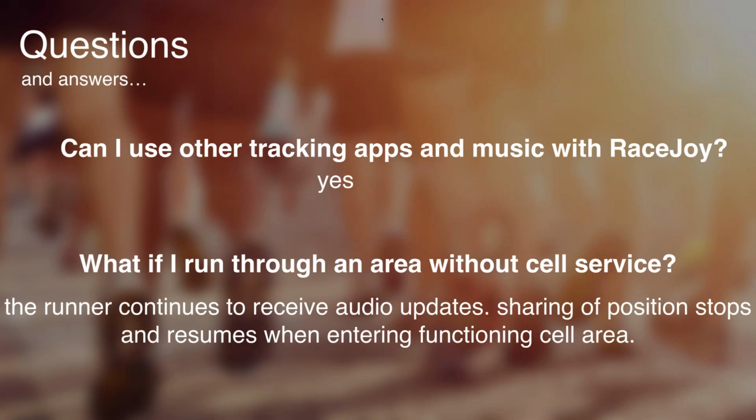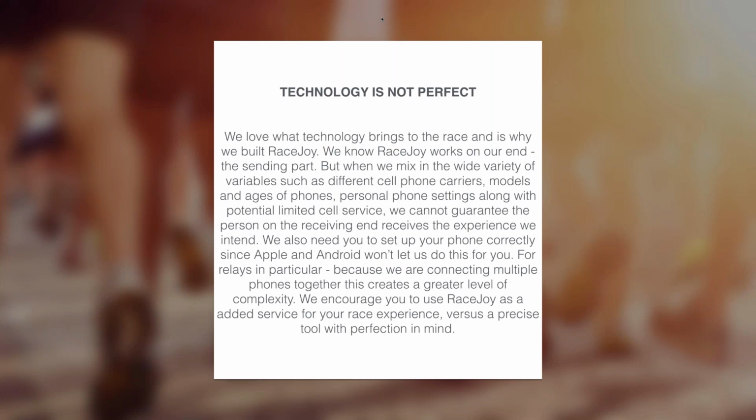And just to mention, technology obviously is not perfect. We're tying in a lot of different types of technologies, and including things that are outside of our control, like cell phone carriers and models of phones and everything. So just make sure to follow the prompts and read the screens, and if there are any of the fix-me type of screens, then please adjust those. It definitely adds a layer of complexity when you have a relay team, because again, we're tying all these phones together, not just with the RaceJoy itself. So everything should work just fine, just as long as you follow the prompts.